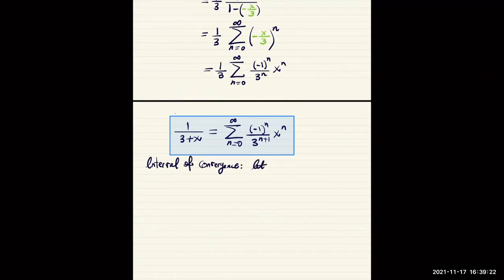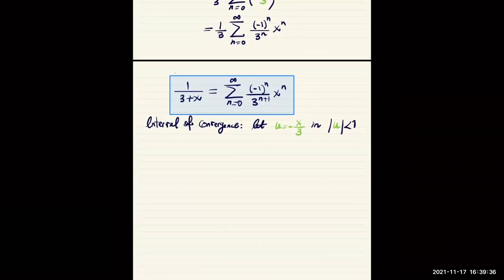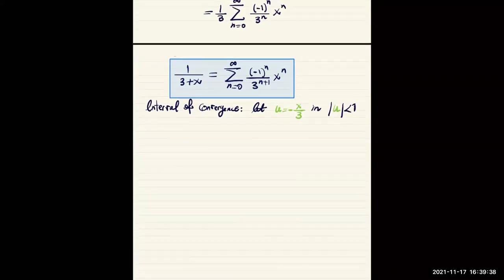So let u equal -x over 3, with absolute value of u less than 1. Okay, because that's what we substituted into the parent power series. So here we get absolute value of -x over 3 less than 1, and this is an inequality that we can easily solve.